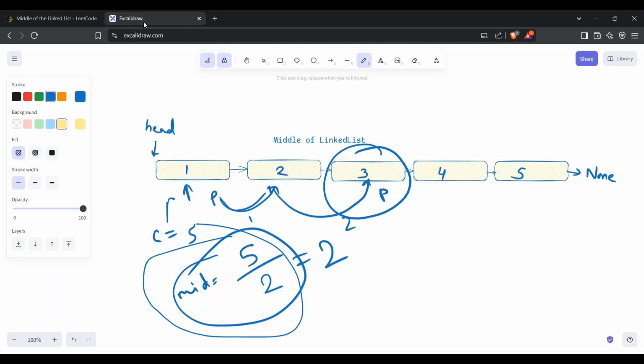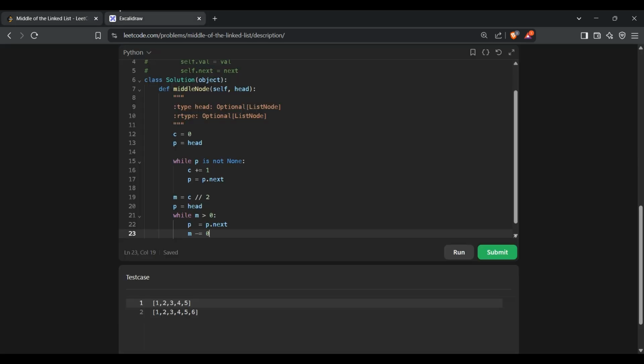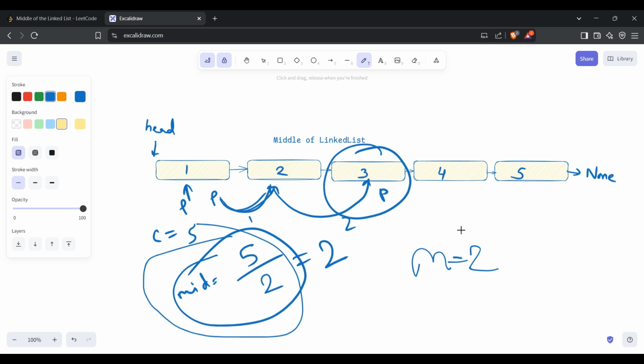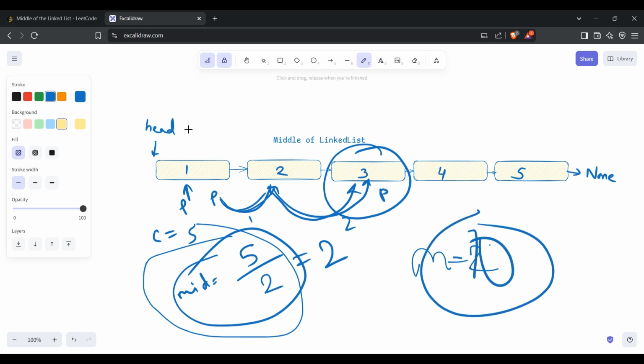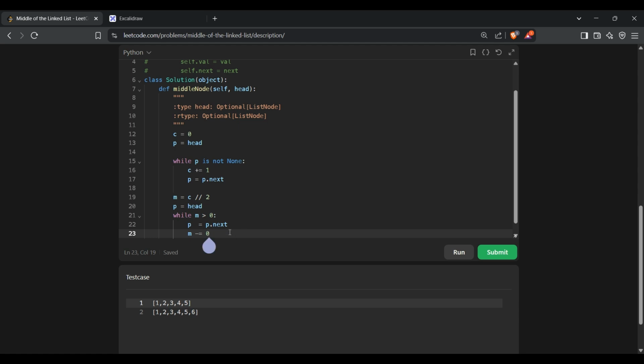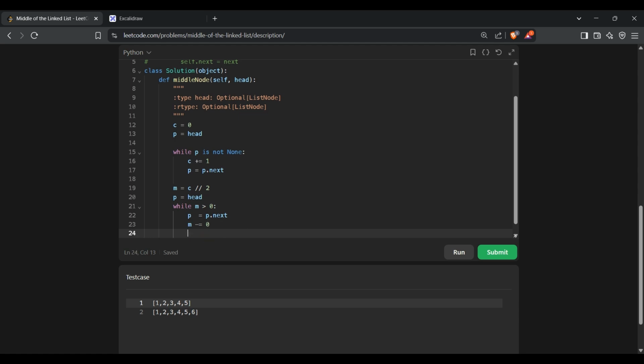Okay, that means at first m was 2, now p was here. At first we move p to the next element and m becomes 1. Now p comes to the next element, m becomes 0. And when it becomes 0, it will terminate. Okay, this is the loop. Now we may return p. Let's run it.